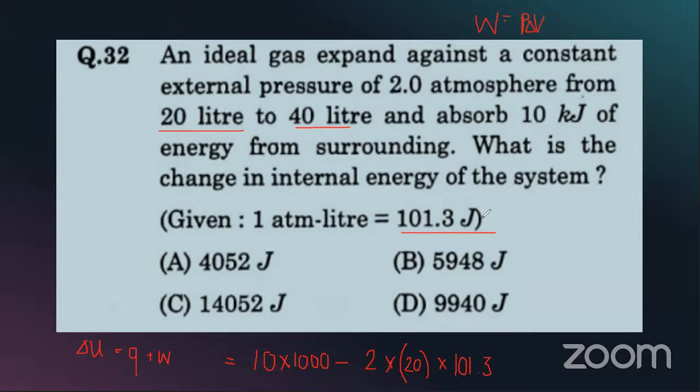Did you get the answer? 10 into 1000 minus 2 into 20 into 101.3. Very good. Correct, Shreyas. The correct answer is 5948 joules. Okay? And that is why, because it was given in joules, we had to make sure that we convert the kilojoules into joules. And for that, we multiplied by 1000.